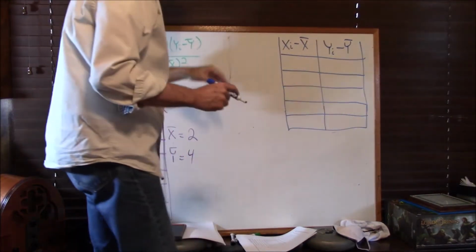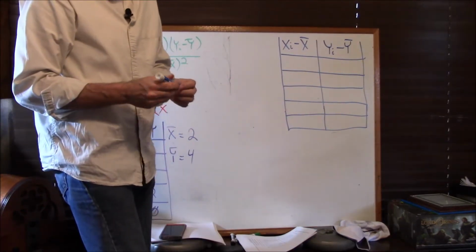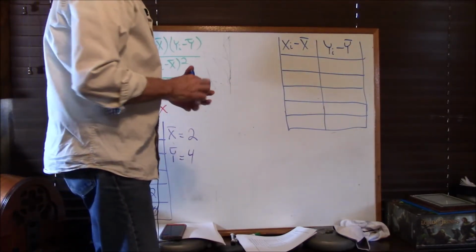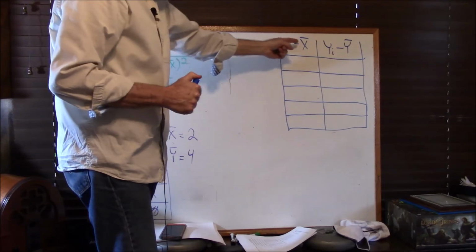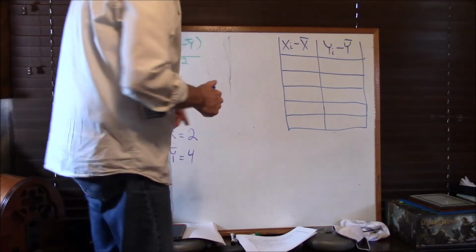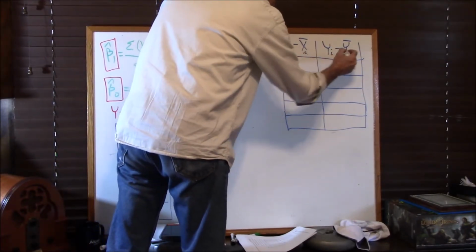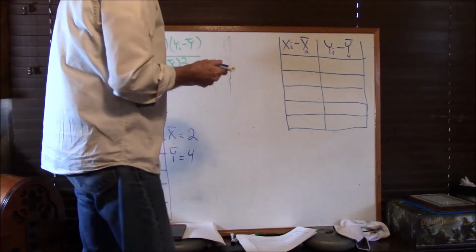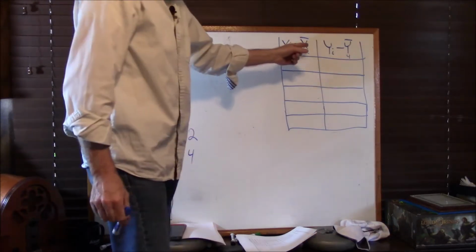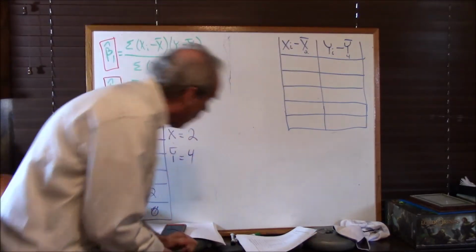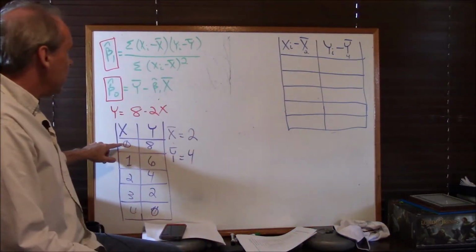Okay. We need to know for each individual observation, what is the difference between the observation and its average. Let me just jot the averages down here in a small number underneath each one. Remember, that was a 2 right here. The average x was a 2. The average y was a 4. All right.